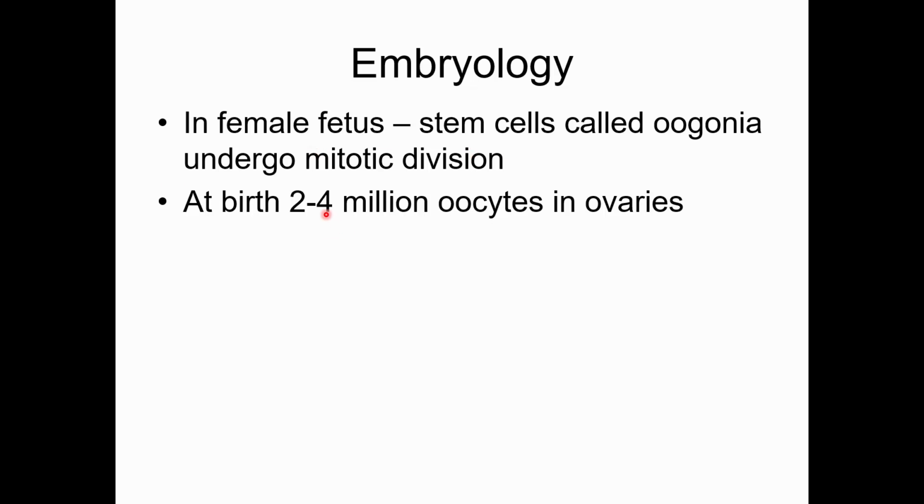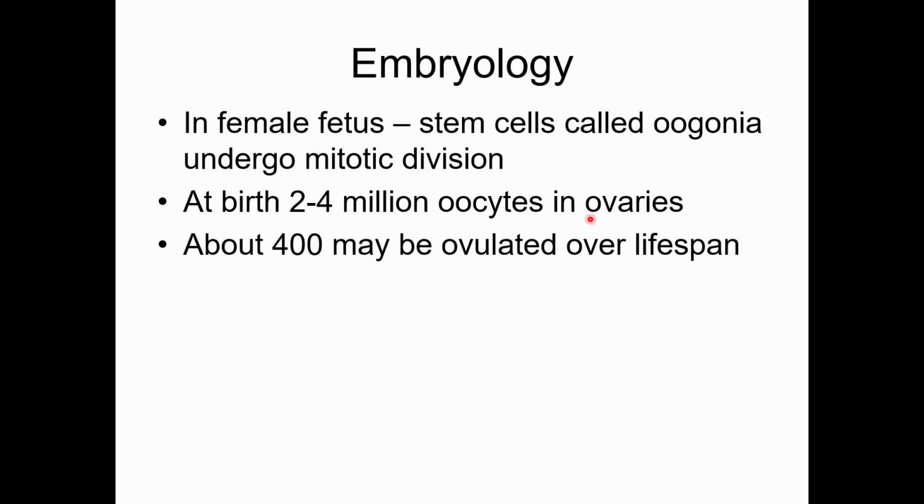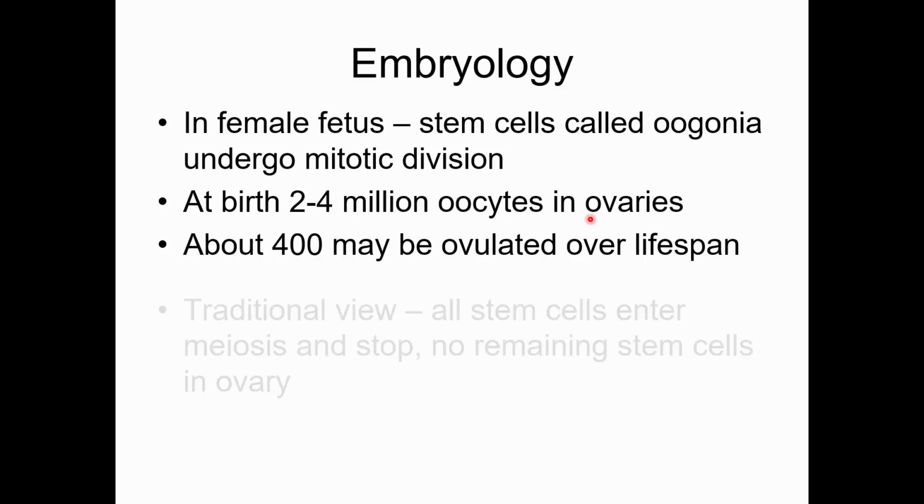Females are doing this in the embryo and fetus. So at birth, a little baby girl has 2 to 4 million oocytes in her ovaries. Maybe 400 will be ovulated over her lifespan, so then females run out of oocytes and progress through a process called menopause, and then their fertility is ended. That's different than males. Males potentially could be fertile for the rest of their life.